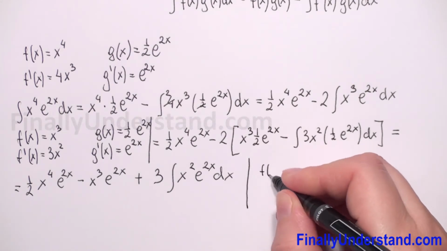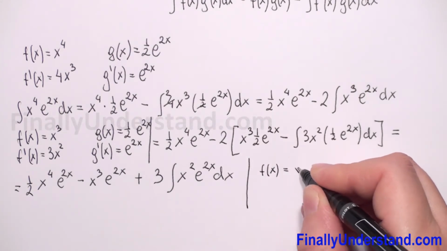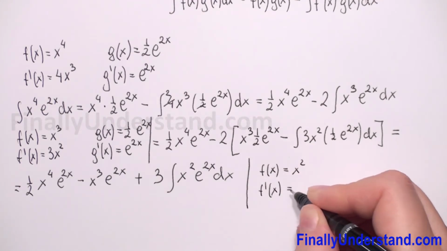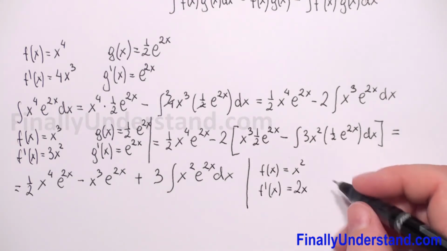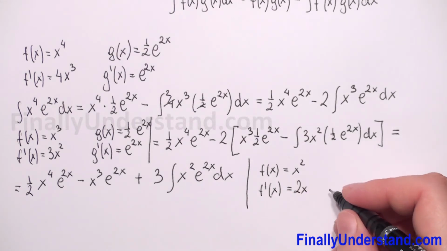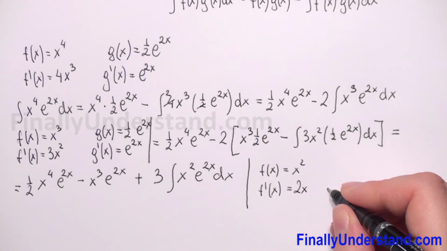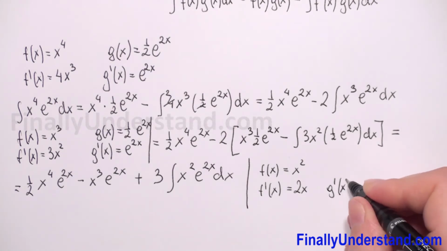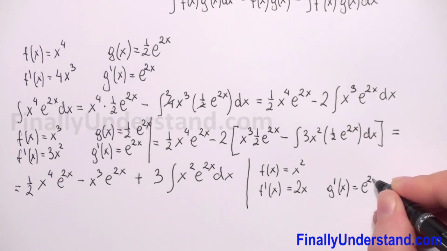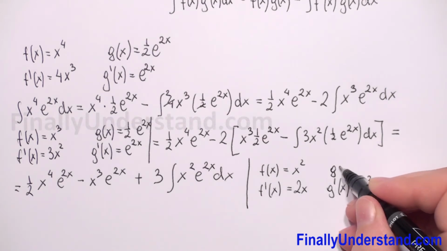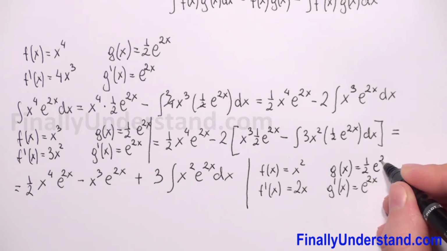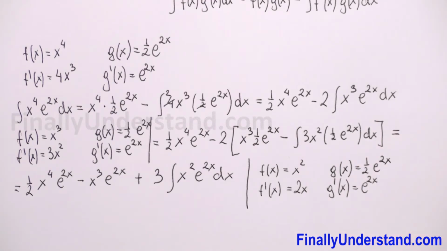f of x we will put equals x squared, so f prime of x is equal to 2x. What's left? e to power 2x, so we will put g prime of x is equal to e to power 2x. The antiderivative of g prime is 1/2 e to power 2x.